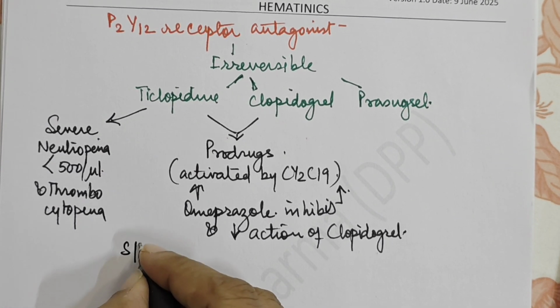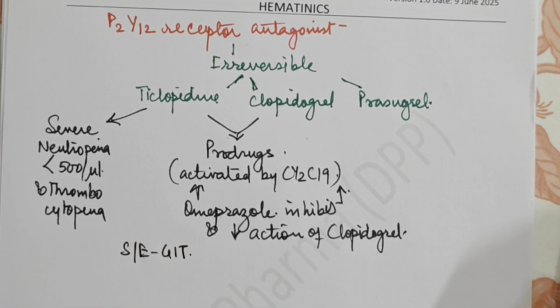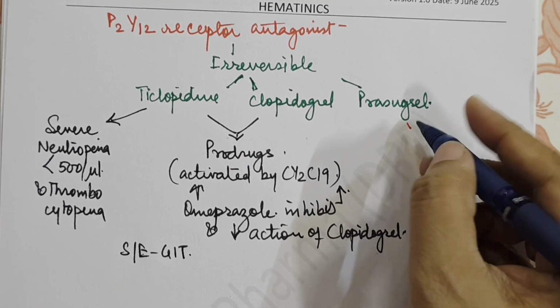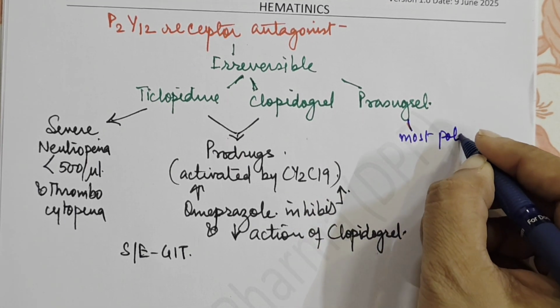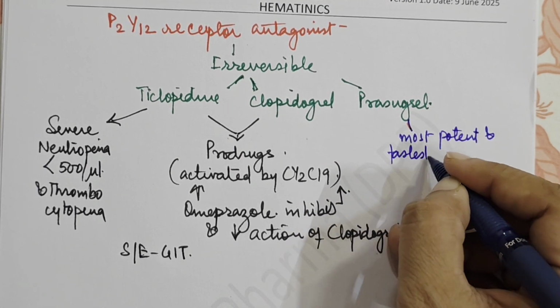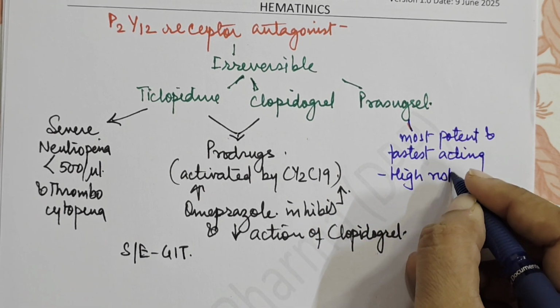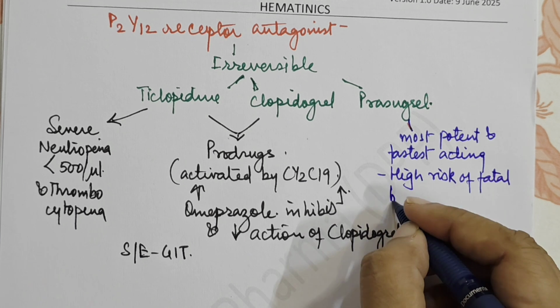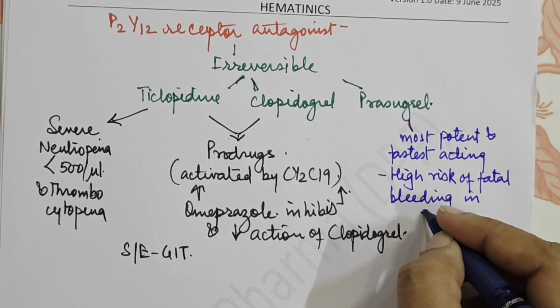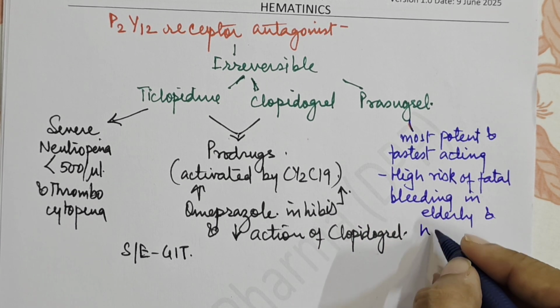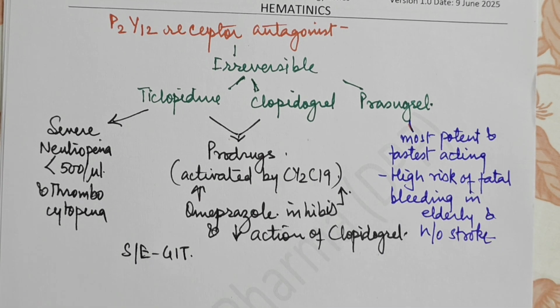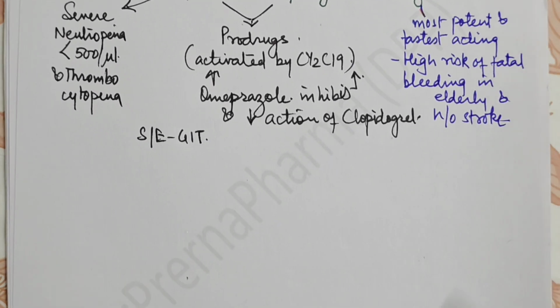Then normal side effects, they have more of GIT. Prasugrel is one of the most potent and fastest acting antiplatelet drugs, but it has a very high risk of fatal bleeding because it is very fast acting. Fatal bleeding is there in elderly patients and those with a history of stroke. So prasugrel needs to be used very carefully.